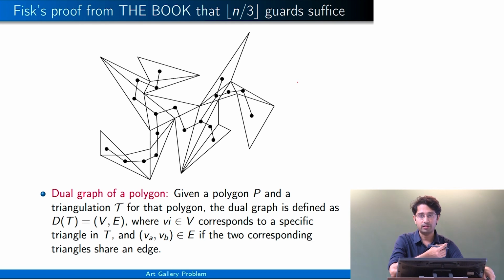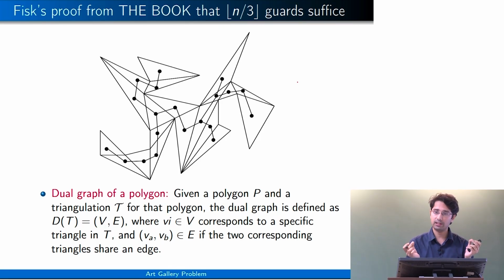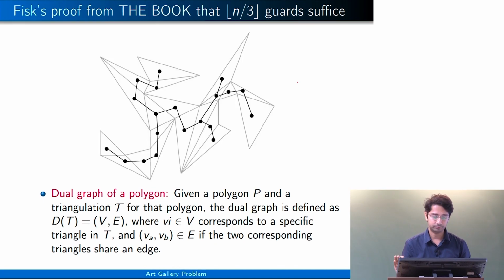Each triangle is a vertex, and we join 2 vertices by an edge if there is an edge shared between 2 triangles. So, for this triangulation we have the following dual graph. Can we say something about this dual graph? Tree? Very good. So, if I merge both these claims, this is a tree with degree 3.